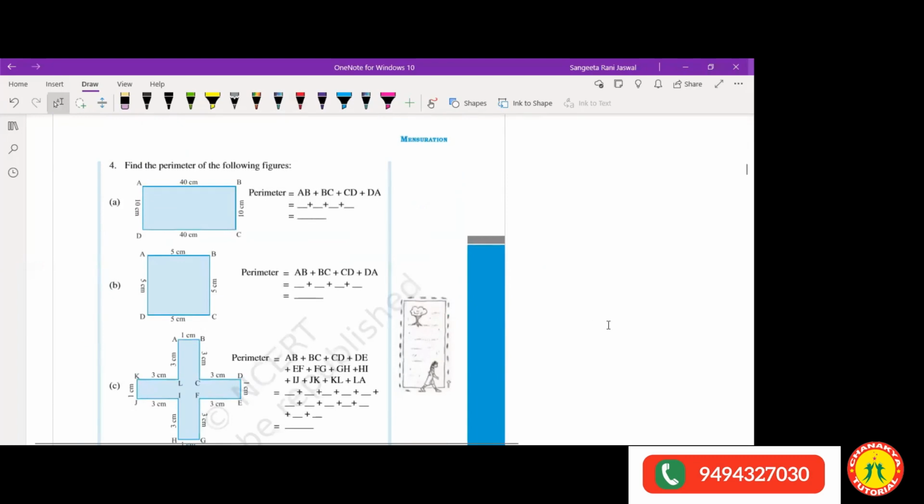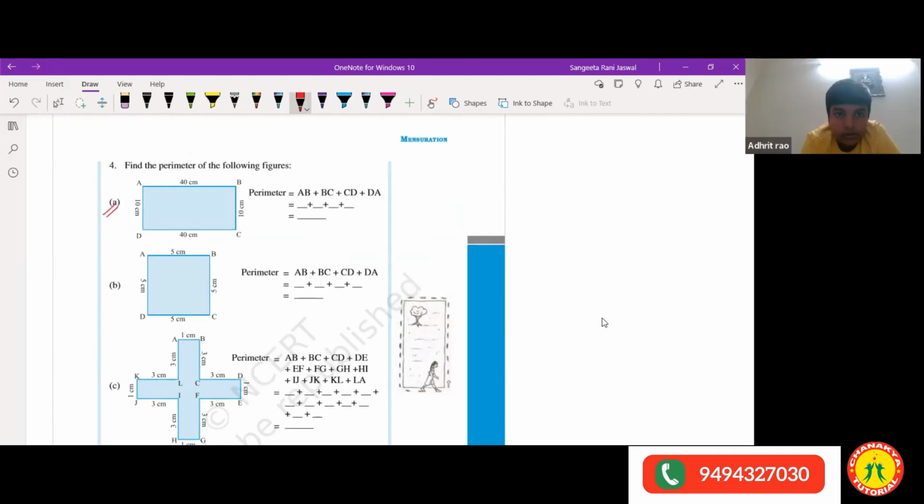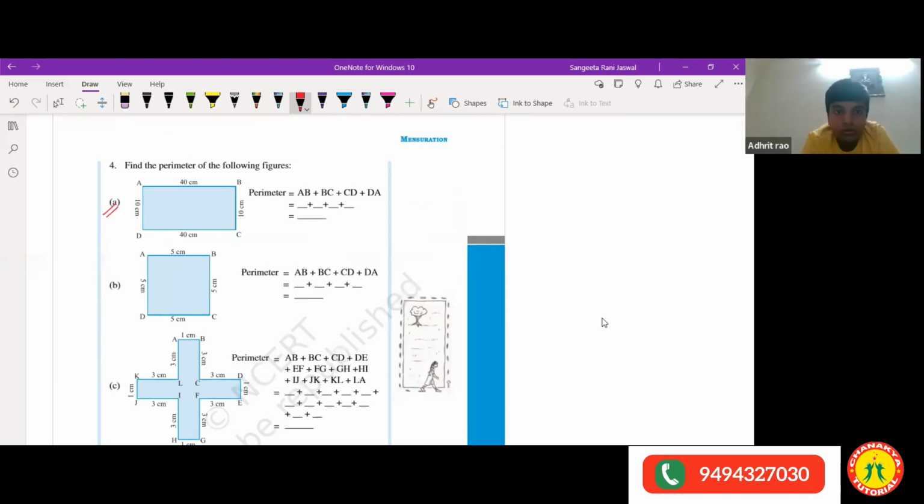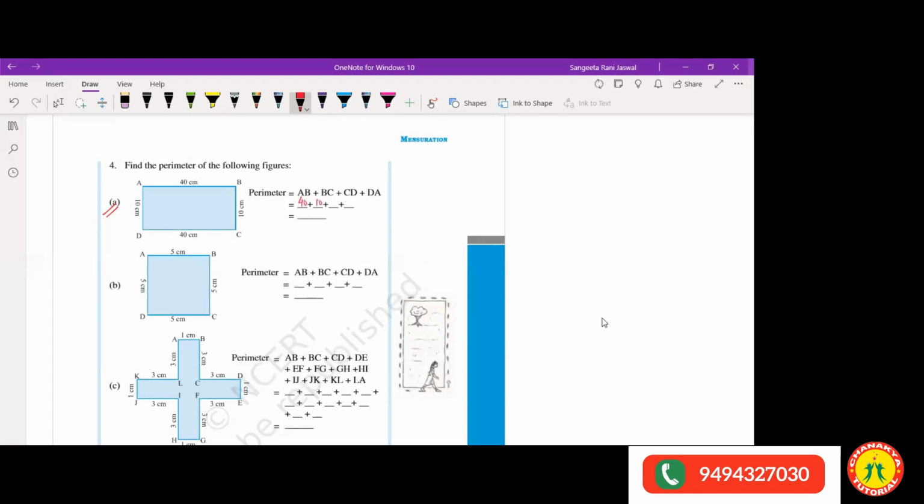Okay, so now Adrit, you tell me, what is the perimeter of this figure? Ma'am, 40 centimeter plus 10 centimeter plus 40 centimeter plus 10 centimeter equals 100 centimeter. Very nice. 40 plus 10 is 50, 50 plus 50 is 100. Very good, Adrit.